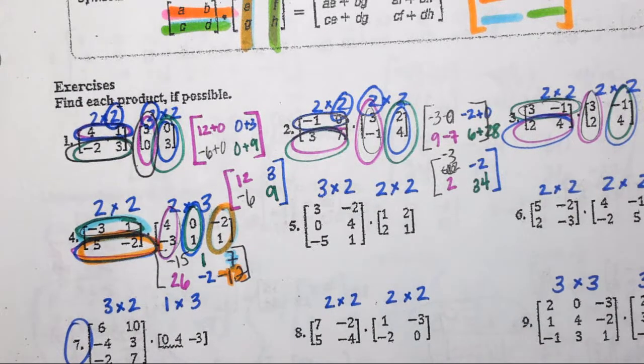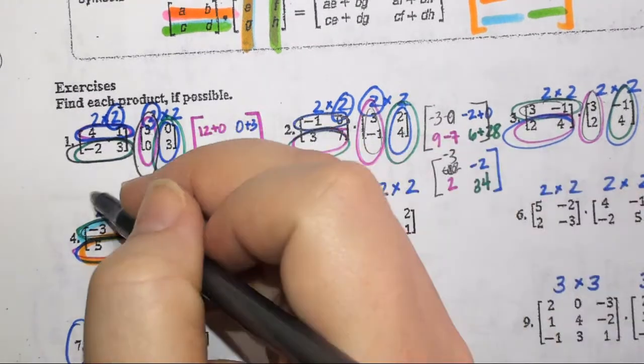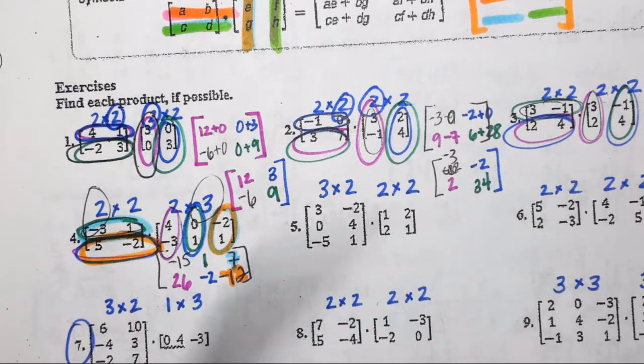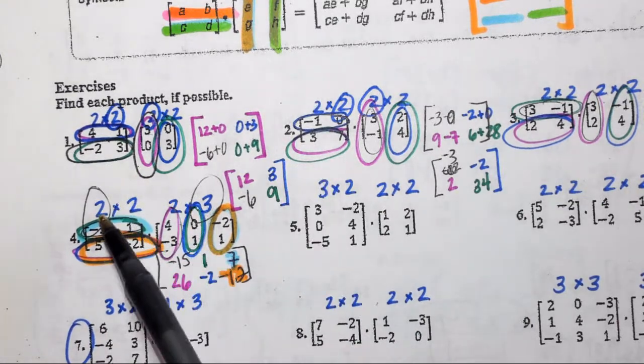And that was a 3 by 2. I mean a 2 by 3, because it's got 2 rows, 3 columns. But again, we know what the answer is going to be because of the outer 2 numbers. The inner 2 have to match for us to do it, but the answer is going to be the outer 2 dimensions. So it's a 2 by 3.